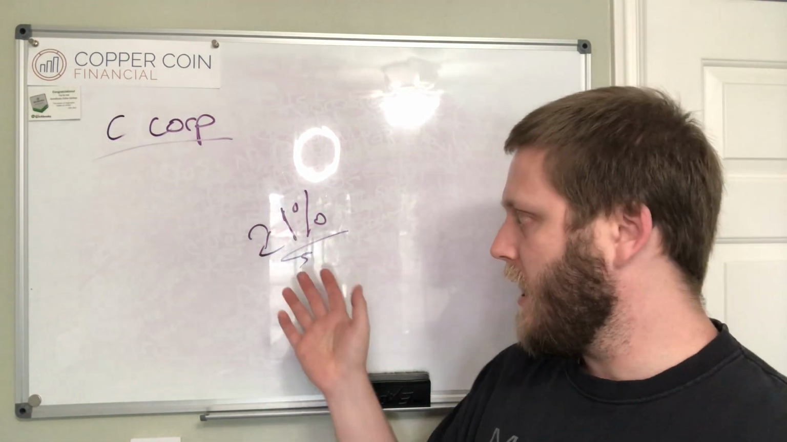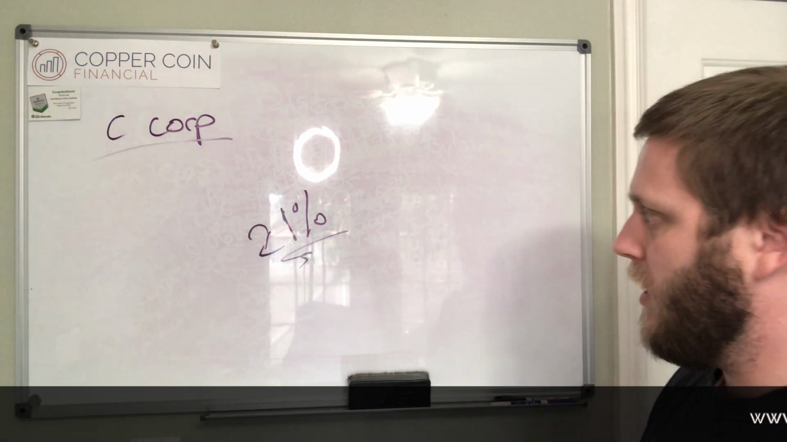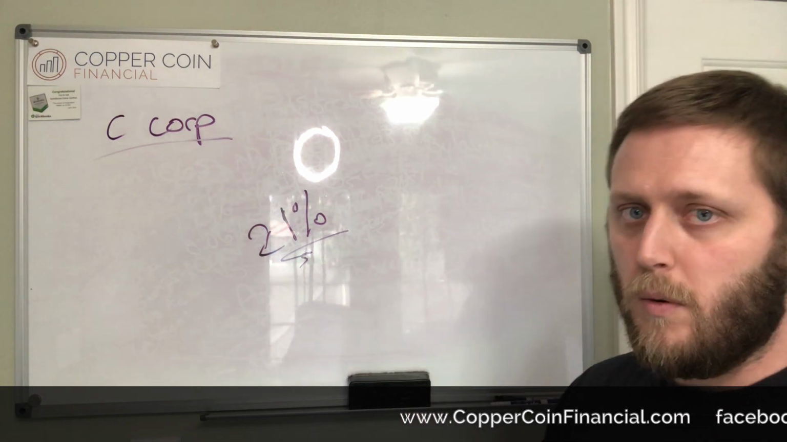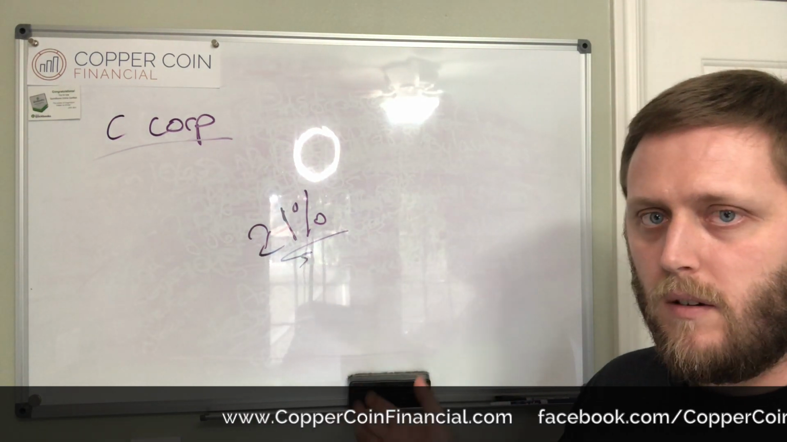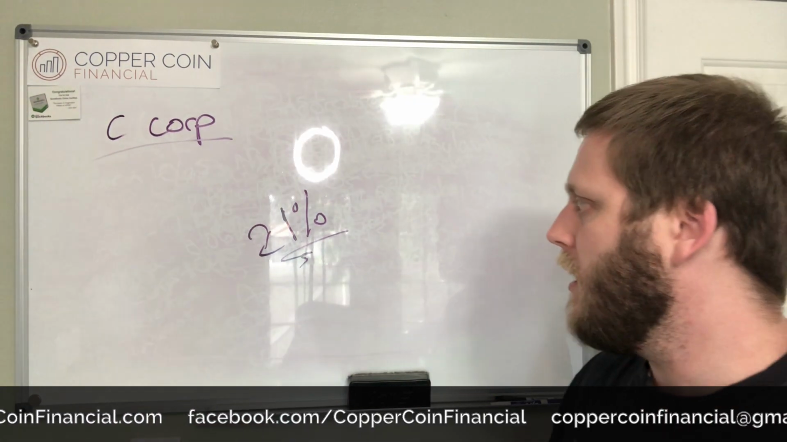Often a lot of people will look at that rate and compare it to their personal income tax rate, and if they're in a really high income earning bracket, they'll maybe form a C Corp instead of an LLC to help reduce some of their tax liability.